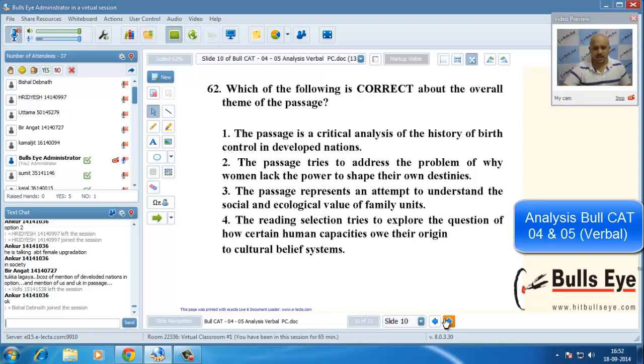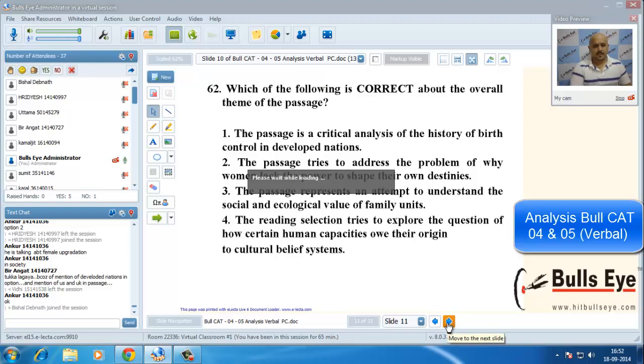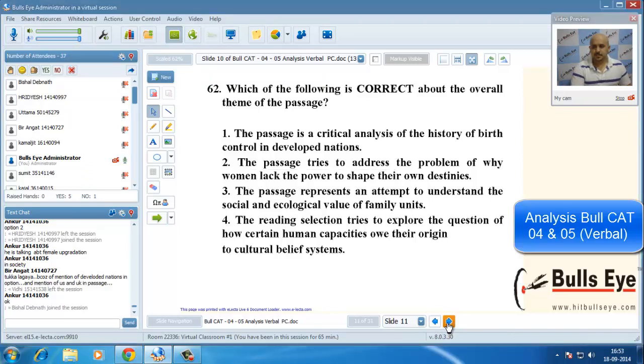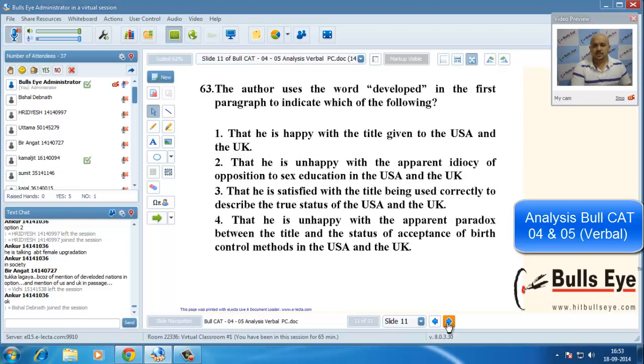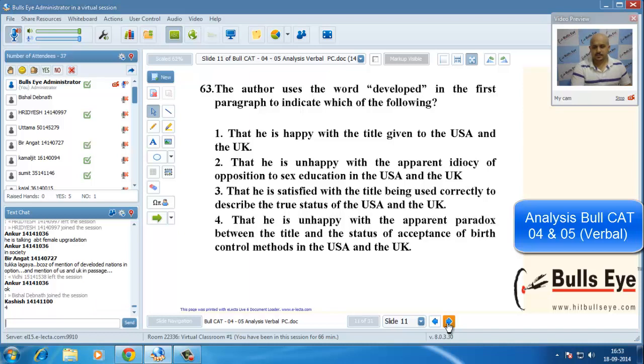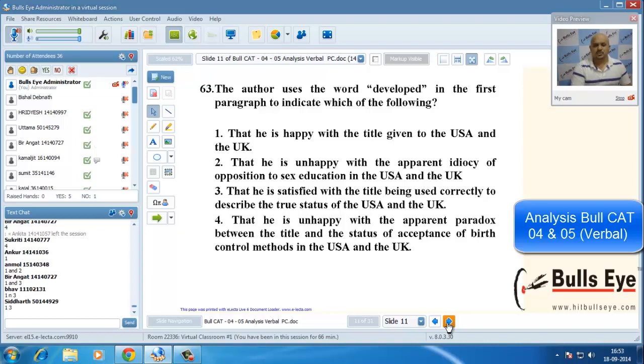Shifting to the next question now. The author uses the word developed in the first paragraph to indicate which one of the following. In order to solve this question, which are the two options which you should throw out absolutely at the first instance? You should throw out those options. You should kill those options. You should burn those options. Which are those two options? The idiotic answer options. 1 and 3 are those two options.